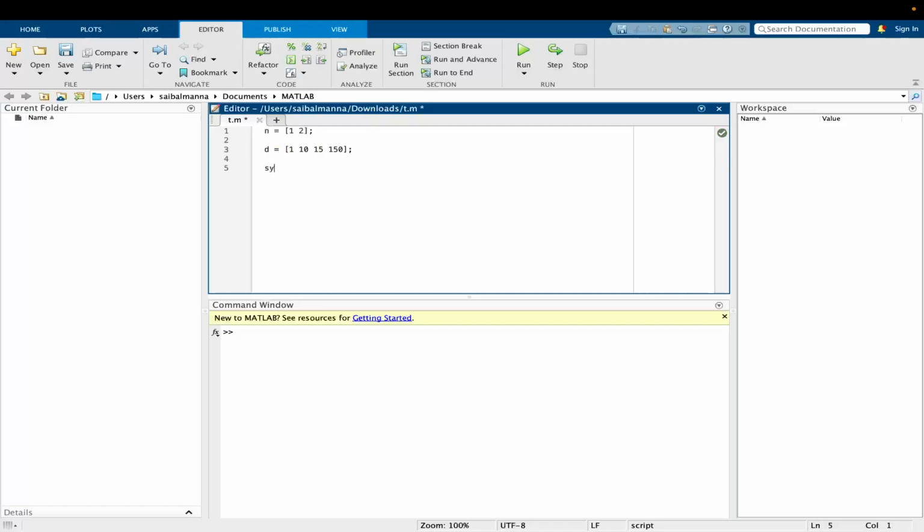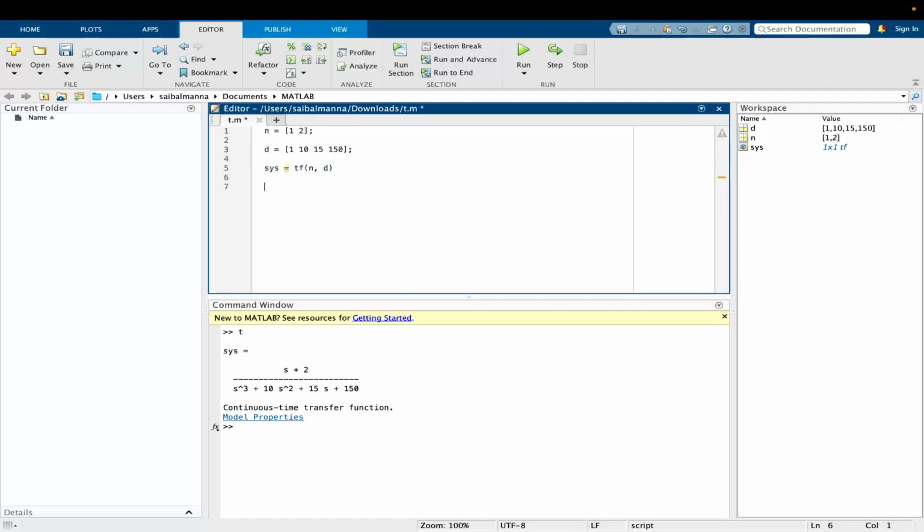Then you have to write the command, that is tf, the short form. So just remember the transfer function by its short form, tf, and write the values n comma d. Okay, just run this program. So here you can see this is the transfer function, that is s plus 2 divided by s cube plus 10 s square plus 15 s plus 150. Okay, so you just have to remember one command, that is tf.